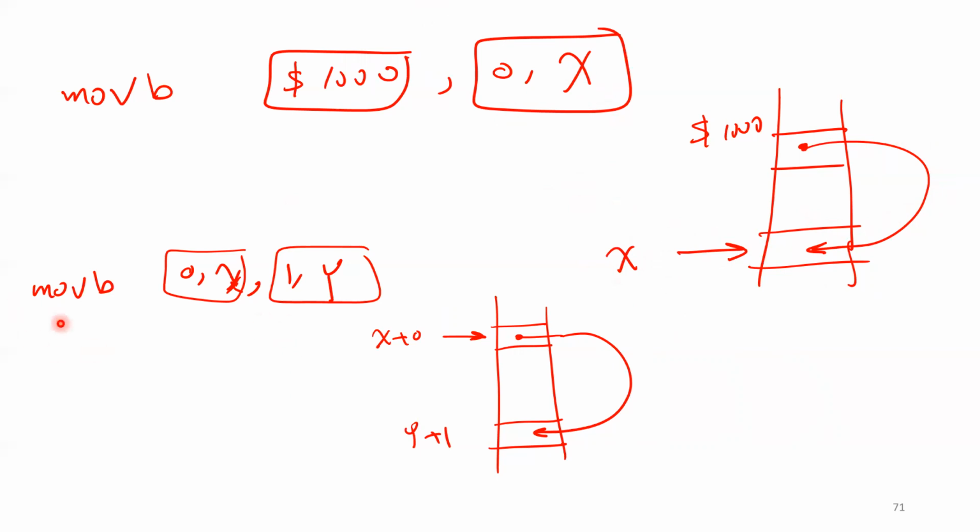Let's have another example. Move byte 0, X, 1, Y. A lot of commas here. It's easy. Again, you have to look for 2 operands. So 0, X is 1 operand, and 1, Y is another operand. So you are going to copy a byte from here to here. This is memory to memory, right? So you copy a byte from the memory location pointed by X plus 0, which is X, to the memory location pointed by Y plus 1. Any question? Is that okay, guys?